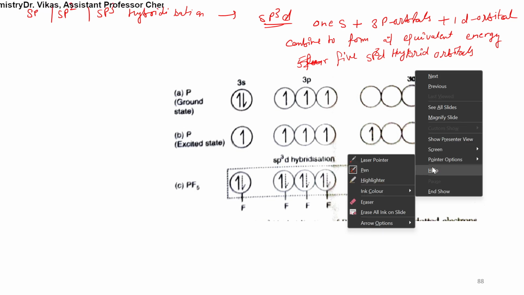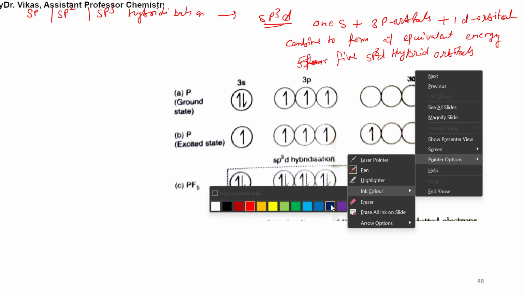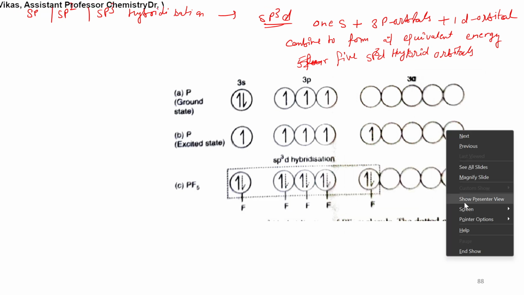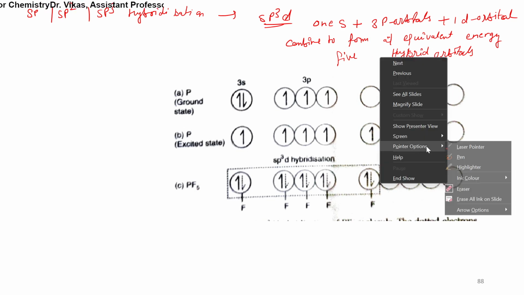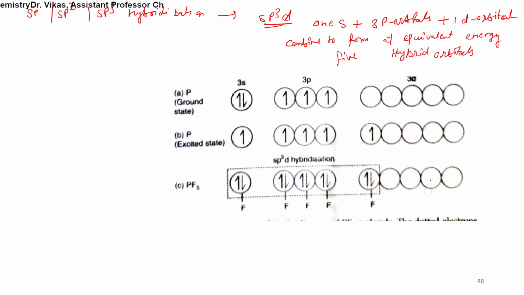So in the case of sp3d hybridization, there is one s, three p and one d, which gives five sp3d hybrid orbitals. And in that case, we discussed the example of PF5, phosphorus pentafluoride.